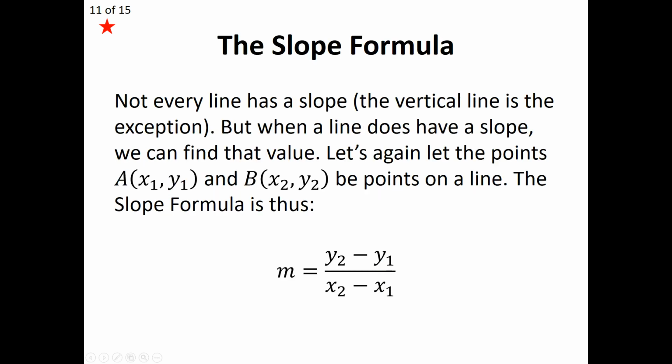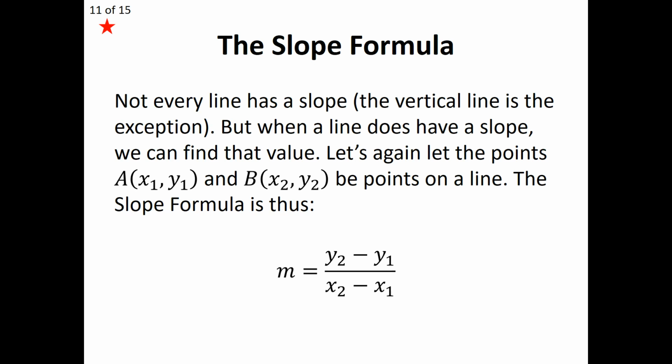So we finish off with our analytic formulas by looking at the slope formula. Now again, not every line has a slope, because that vertical line is the exception to this rule. But when a line does have slope, that means we're going to be able to calculate its value. And we can calculate it again by letting the points A be x sub 1, y sub 1, and B be x sub 2, y sub 2. And what we find then is the slope formula below.